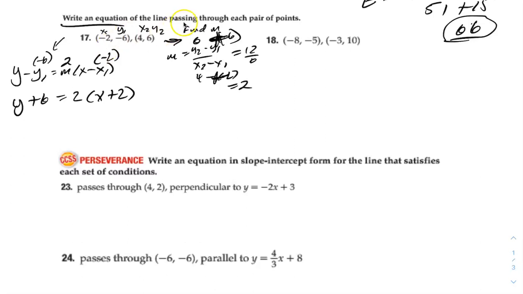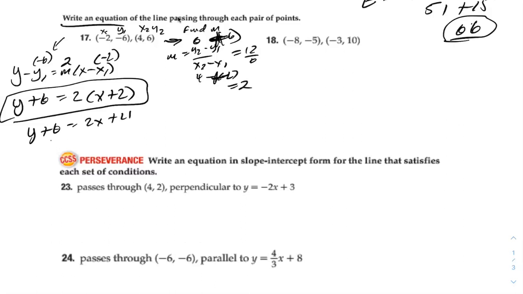Now notice it didn't say put in slope-intercept form, so I could stop there. That is an equation. Just to show you, if I want to put it in slope-intercept form, it would be like this, right? Just simplify it down. And then subtract the 6 from both sides. So I get y equals 2x minus 2. And if I would have plugged in (4, 6), I'd get the exact same answer once it's in slope-intercept form.